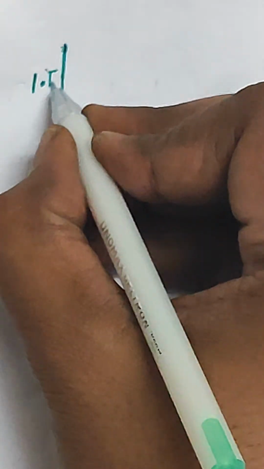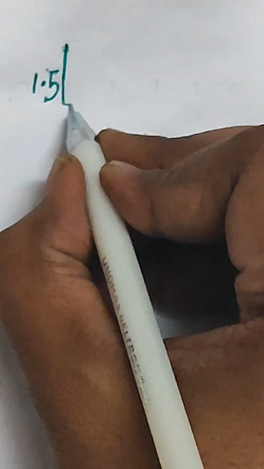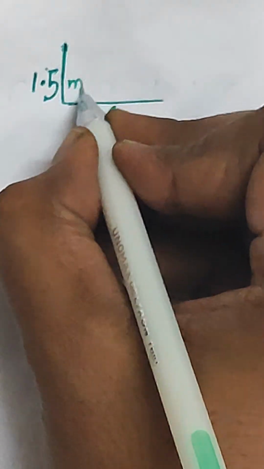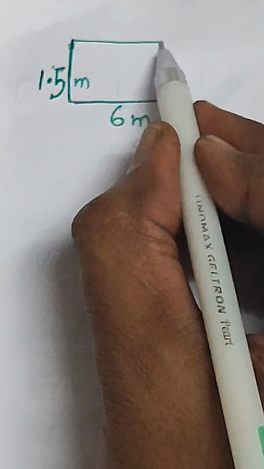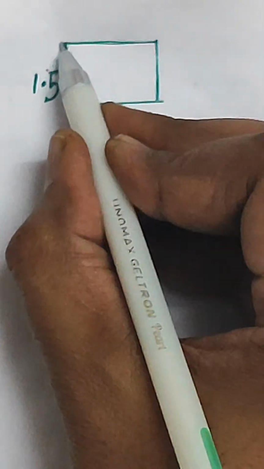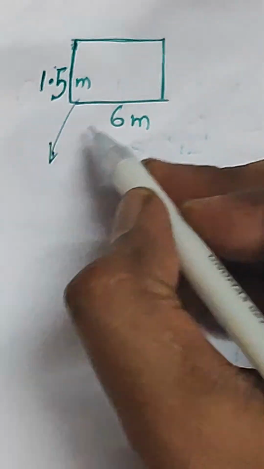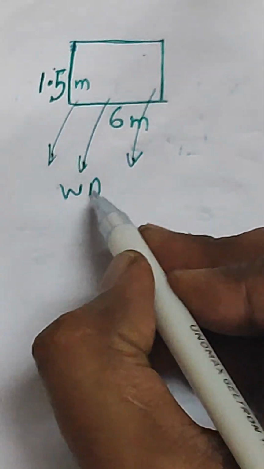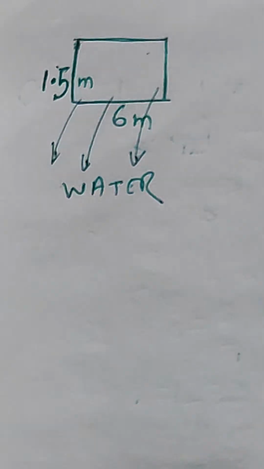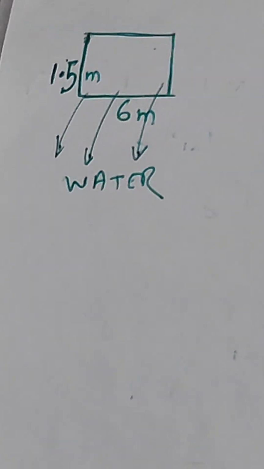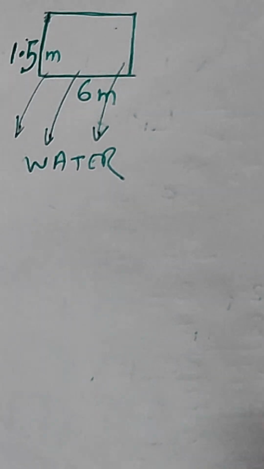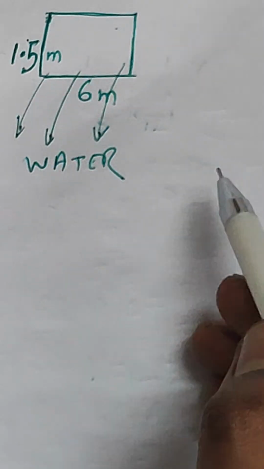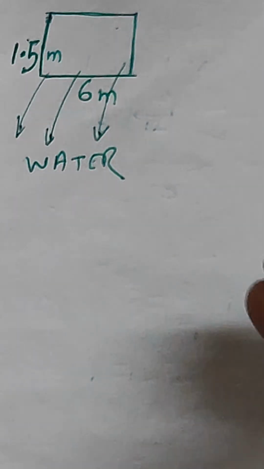So the two edges are, one is 6 meter and another is 1.5 meter. This is the cross section of the canal through which the water is coming out, and this water is going to irrigate a field. So the question is that water in a canal 6 meter wide, 1.5 meter deep is flowing with a speed of 10 kilometer per hour.